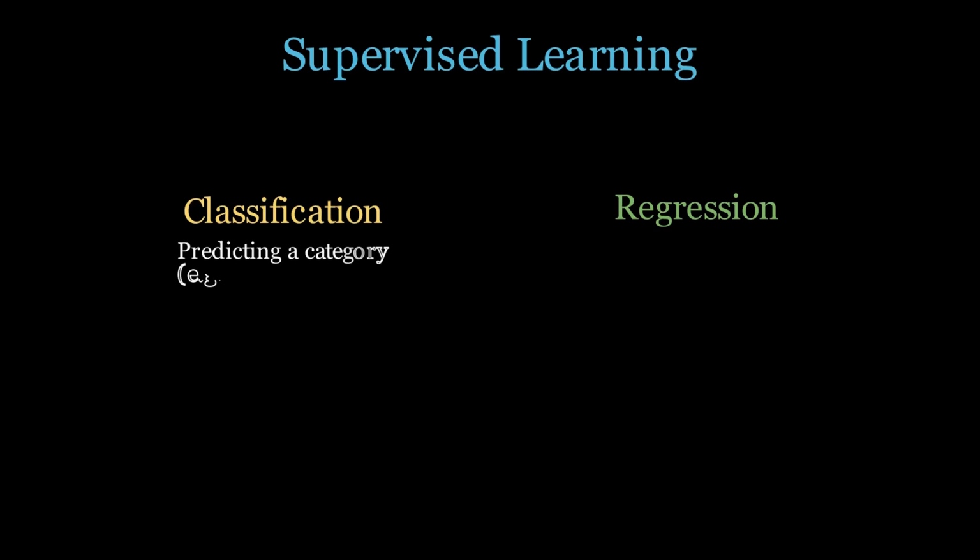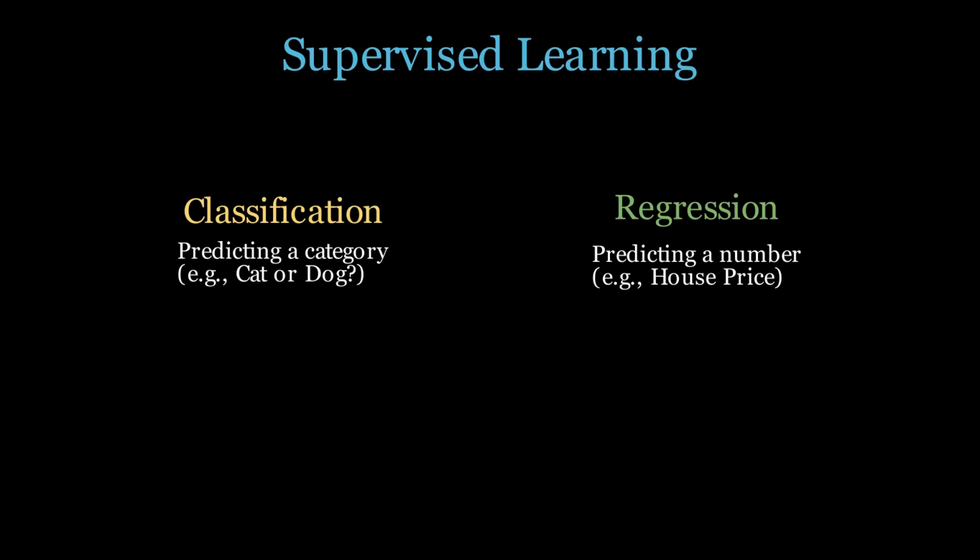Third is reinforcement learning. This is learning by trial and error. Just like training a dog with treats, the AI receives rewards for good actions and punishments for bad ones until it masters a task. Let's dive a bit deeper into supervised learning, which is the most common type today.